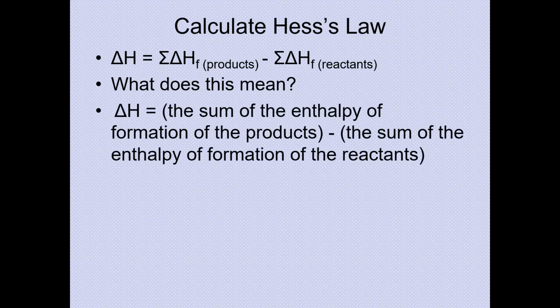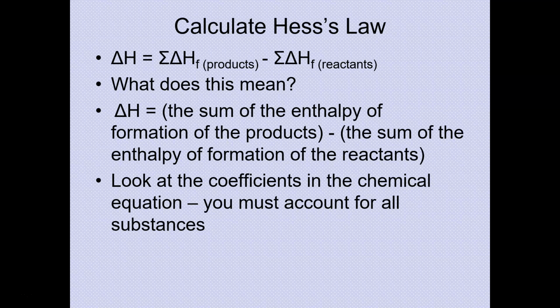What does it mean? That just means that delta H is the sum of the enthalpy of formation of the products, meaning we look at our products, we have known delta H values for all of them, and you add them all together, minus the sum of the enthalpy of formation of the reactants. So we know the H values for all of our reactants, we add them all together, and we're just going to subtract those from the products.